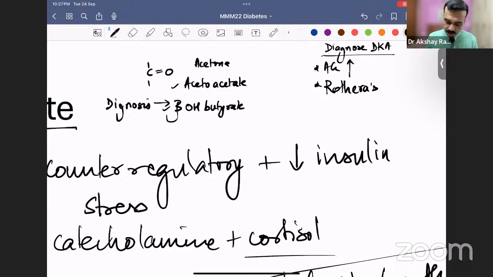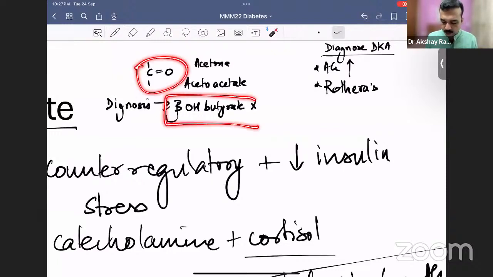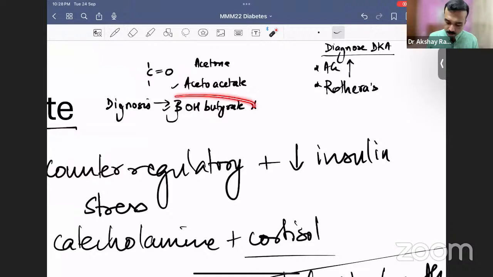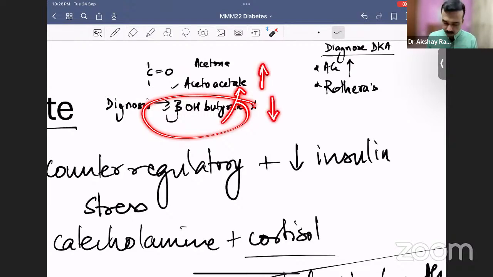Now, unfortunately, beta hydroxybutyrate is not a true ketone body. It does not contain this C double bond O, but it is the end product of ketone body synthesis. So the more severe the DKA, the more ketone bodies are synthesized, the more the proportion of beta hydroxybutyrate, lesser acetoacetate. The reverse is true when it is recovering. During recovery, all the beta hydroxybutyrate is getting converted into acetoacetate. Whereas during DKA, all acetoacetate is getting converted into beta hydroxybutyrate.